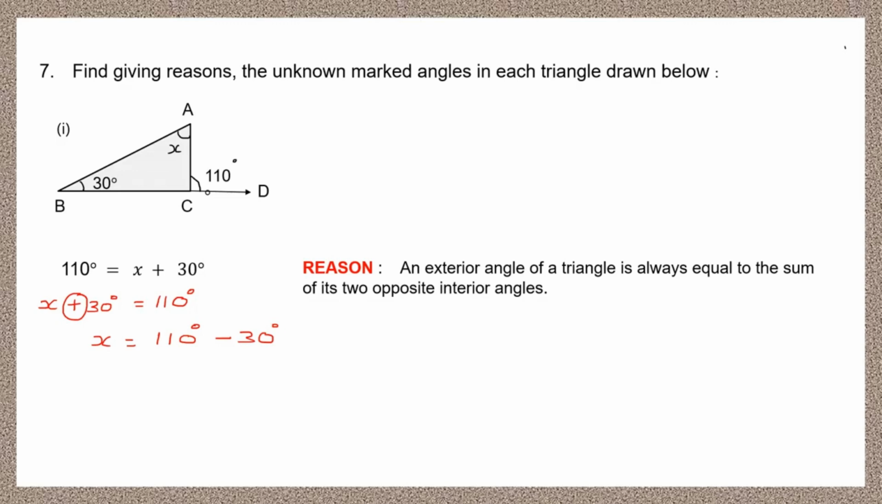110 minus 30 degrees. Let's subtract. 110 minus 30. 0. Now I need to borrow here. So 11 minus 3 is 8. So I have found my unknown angle x. The value is 80 degrees. And how did I find this? By using a new property which says an exterior angle of a triangle is always equal to the sum of its two opposite interior angles.